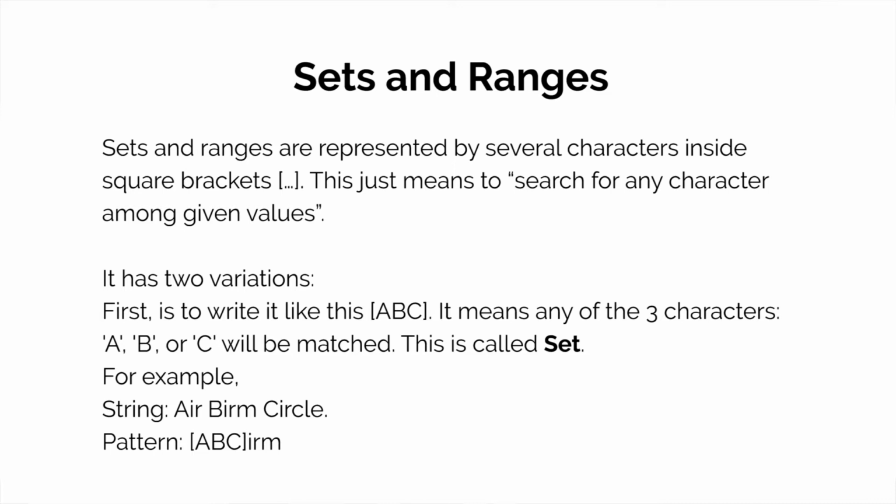This is called a set. For example, air, burn, and circle. And when we write square brackets ABC followed by IRM, in this case, it tries to match all the words starting with either A or B or C followed by IRM.